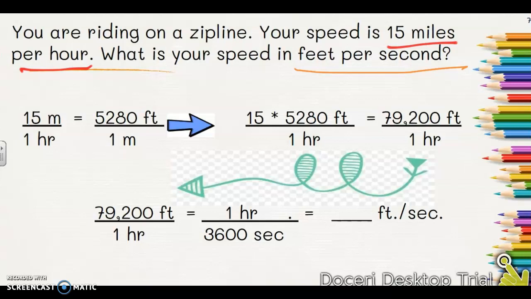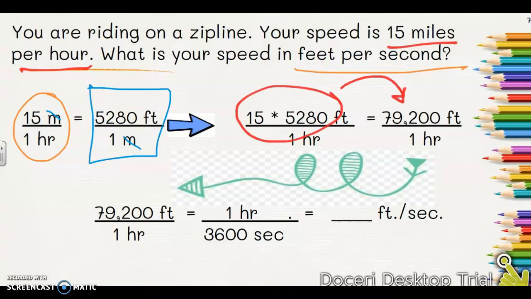The first thing that I did was I went from miles into feet. So I started with my original here, which was 15 miles in 1 hour. And then I looked up my conversion on Google, and I know that 1 mile is always going to be equal to 5,280 feet. And so this way I can cross cancel the miles, and I end up with 15 times 5,280 and feet as my numerator, and 1 hour as my denominator. So when I multiplied these two together, I ended up with 79,200 feet every hour. I'm not done yet though.